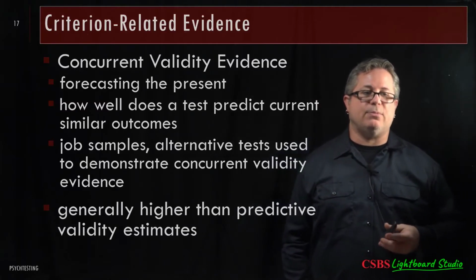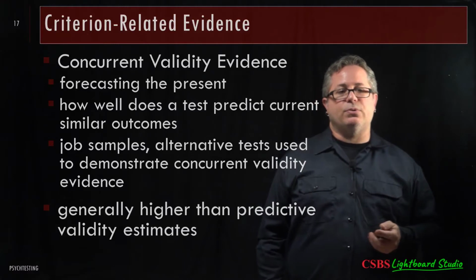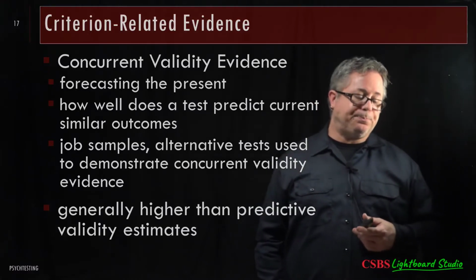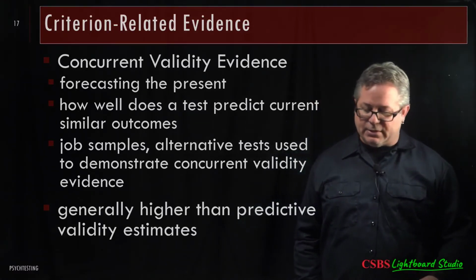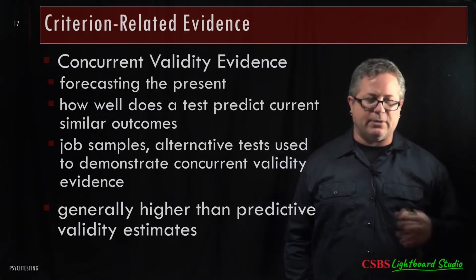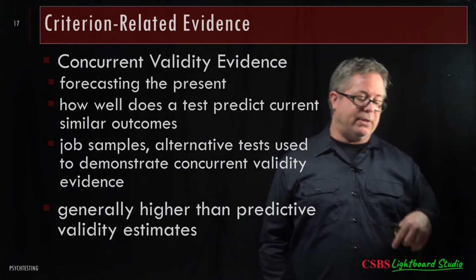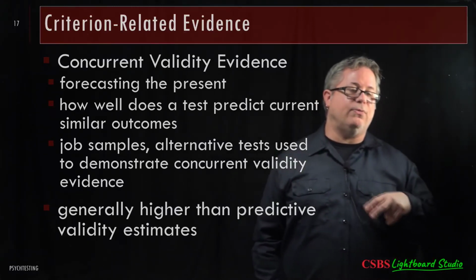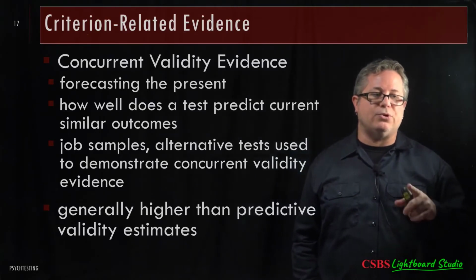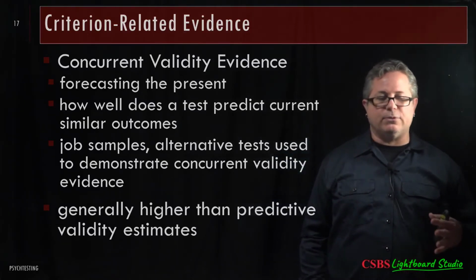So job samples and alternative tests are used to demonstrate concurrent validity evidence. If you've ever gone in to apply for a job and they give you inventories to look at personality and all kinds of other things to see how good of a fit you are, they're trying to predict how you fit right now, concurrently, with the job you're intending to do. And I guess it's also to predict your future success in the job.